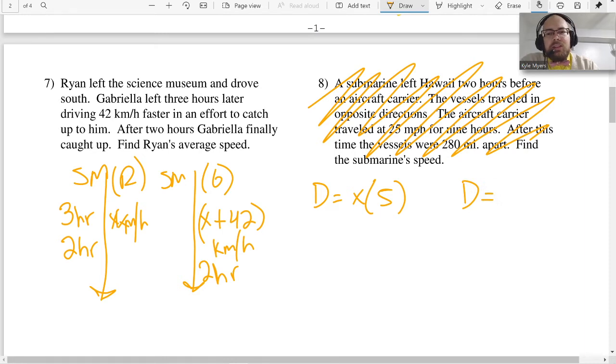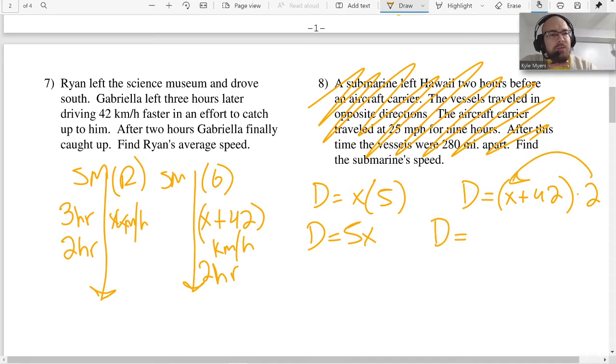Gabby is distance equals rate, x plus 42, times the time, 2 hours. Okay, and again, the distances are the same because Gabby finally catches up to Ryan. So their distances are the same. So we have distance equals 5x. And then over here, the distance is going to equal, we want to distribute the 2x plus 84. And we set them equal. So 5x equals 2x plus 84.